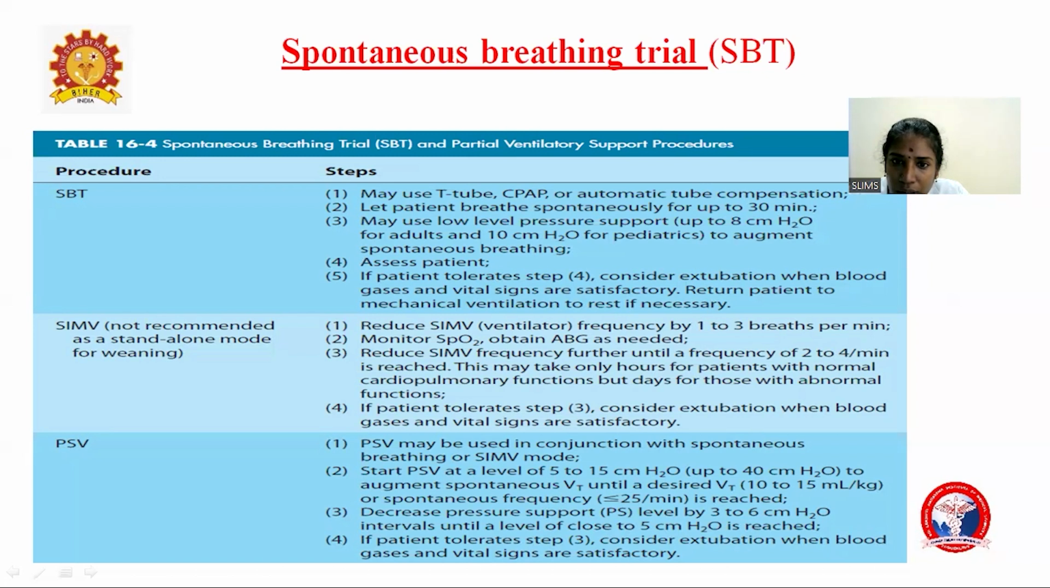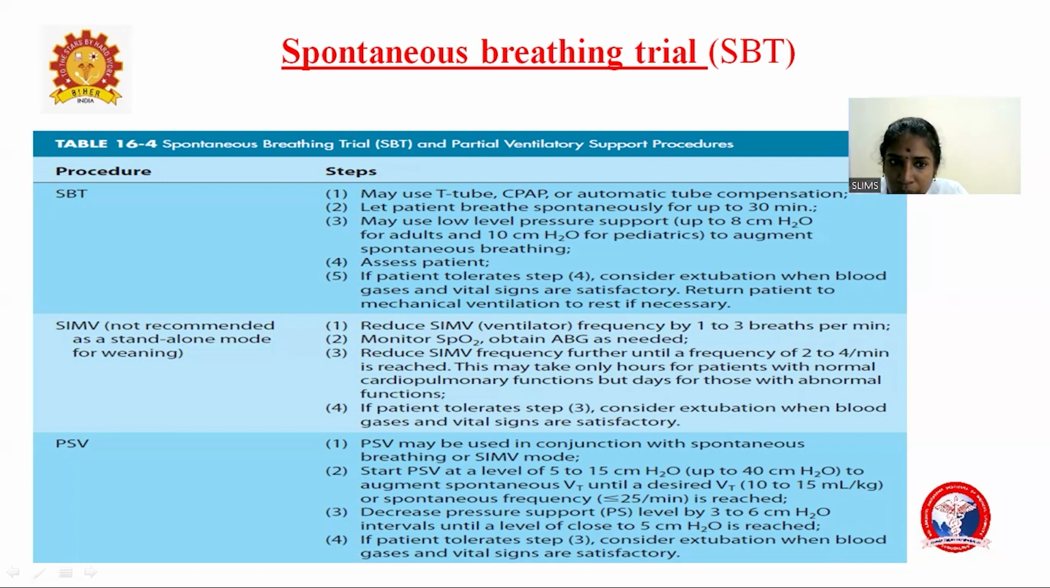Usually this may take 1 hour for a patient with normal cardiac function. But if the patient has abnormal cardiac function, it will take days to reduce the rate in the SIMV. If the patient tolerates step 3, then consider extubation if the ABG and vital signs are satisfactory.